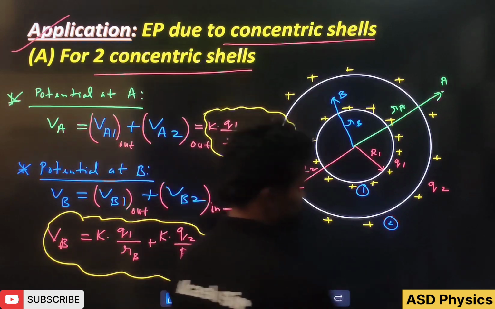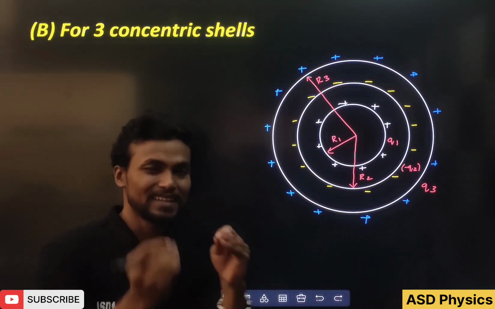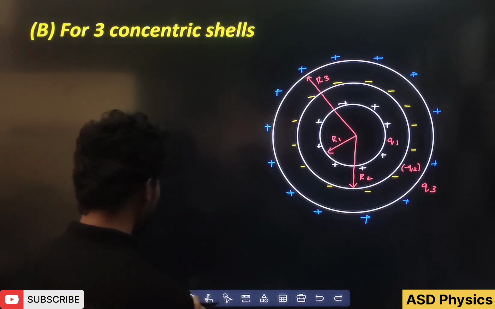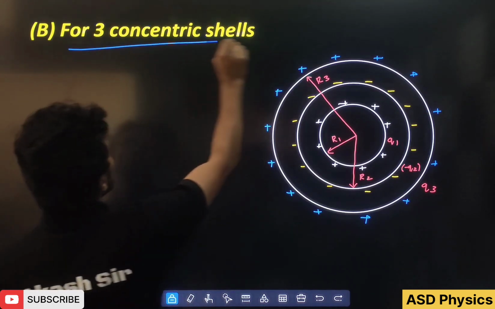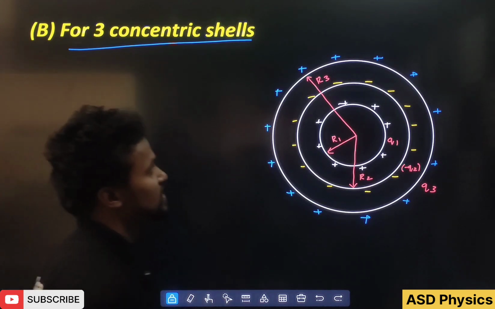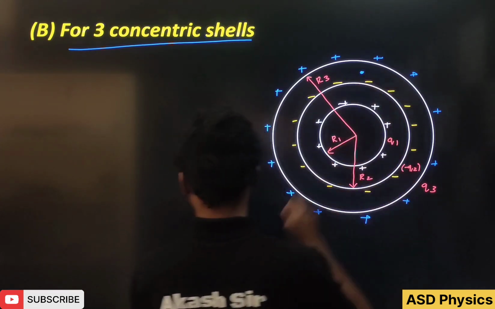2 concentric shells. Third one, let's take here. The diagram is looking a little bit complex, but I just want to make you understand all these things again in a beautiful way. So see here please. For 3 concentric shells, again I will take some points here. Let's take, for example, a point here.